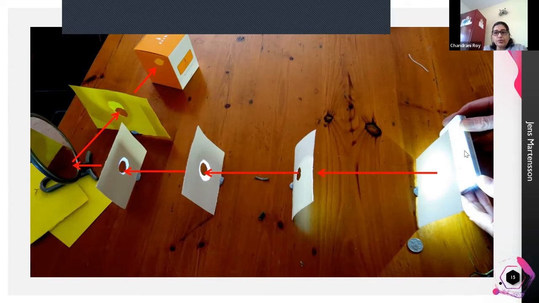And instead of a mobile phone, if we use an infrared pointer, a laser pointer, then this becomes easily visible as a straight line. I'll be stopping my screen share, and let us have a look at the activities that you have already done.